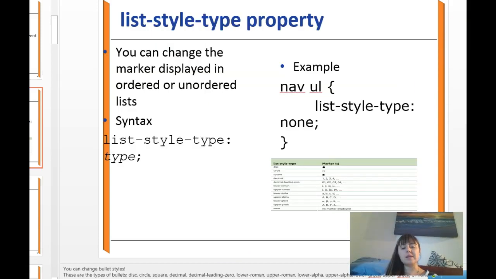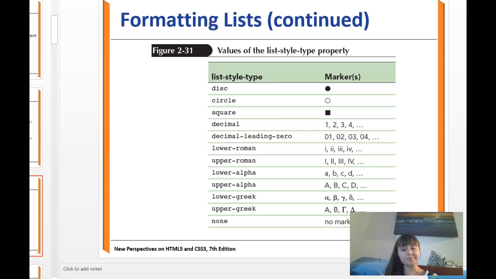So let's look at the example here. This is the syntax that we have: we put list-style-type and then we put none, because we don't want any type of marker to be displayed. Again, we could put disk and you will get this. You could put circle and you will get this. You can put lower-roman and you will get this style of markers.